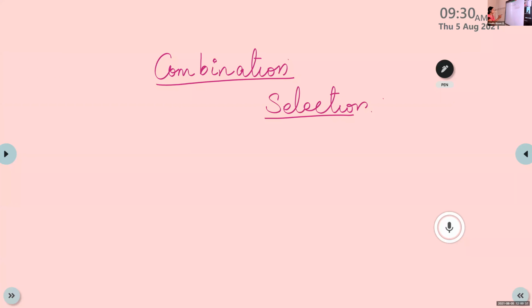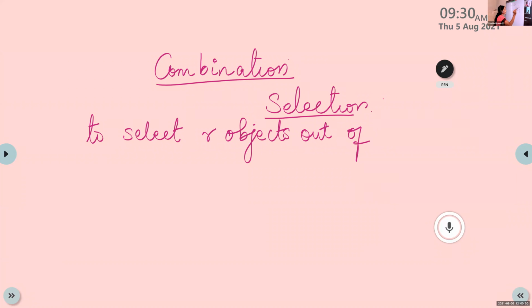Okay, so suppose we want to select R objects out of N objects. Out of N, I'm going to select R. To select R objects out of N objects, we denote this as, look at this children, NCR.